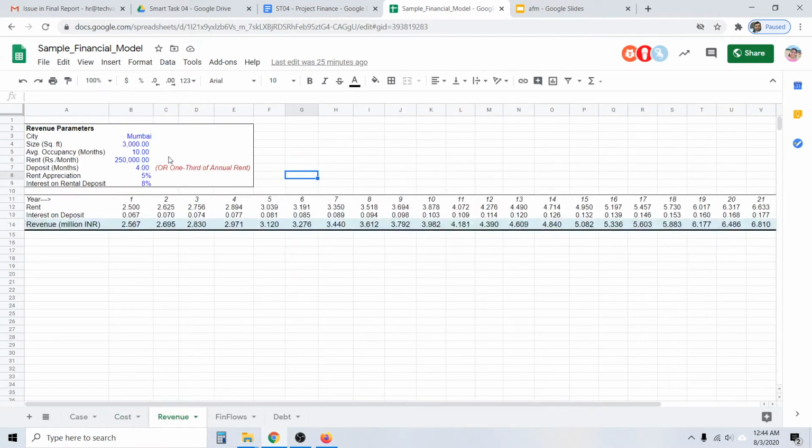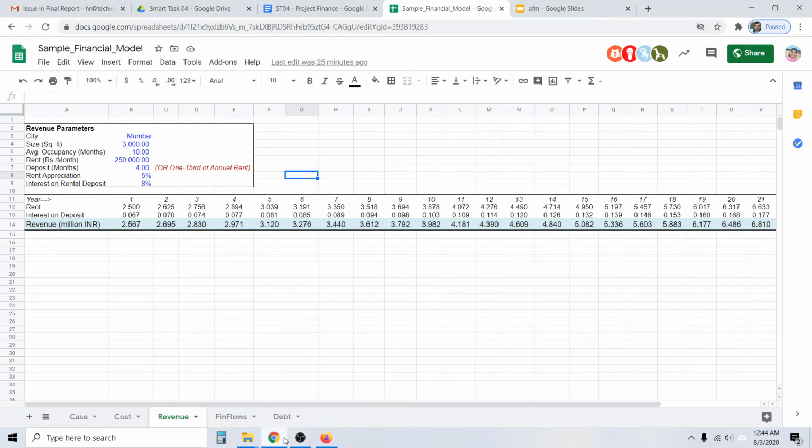Now the second part is the revenue part. This is something very important. This is where the finance and the project parts collide with each other, because the project generates revenue and revenue will lead the financial model. And this part is the most confusing also.